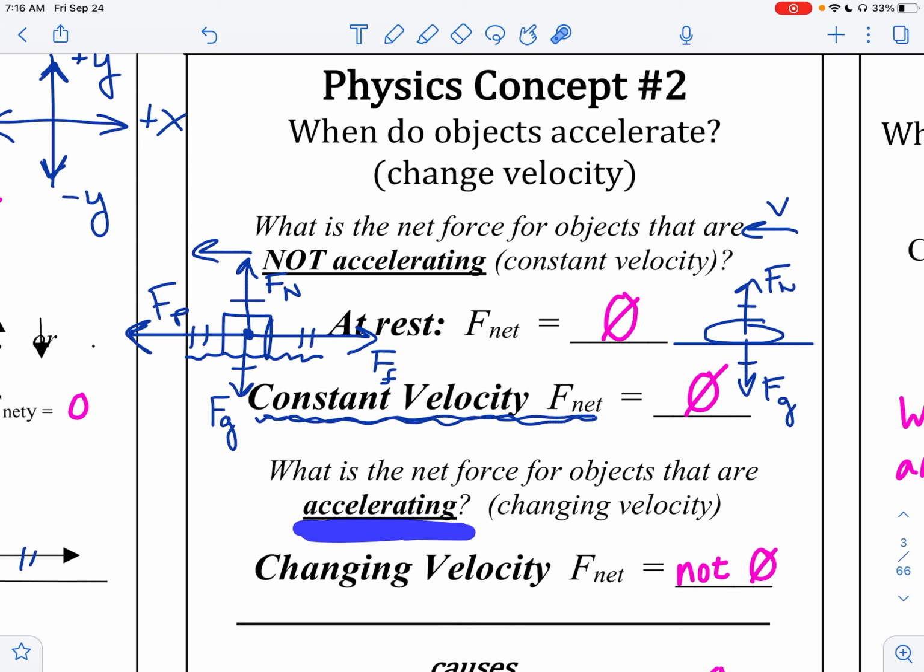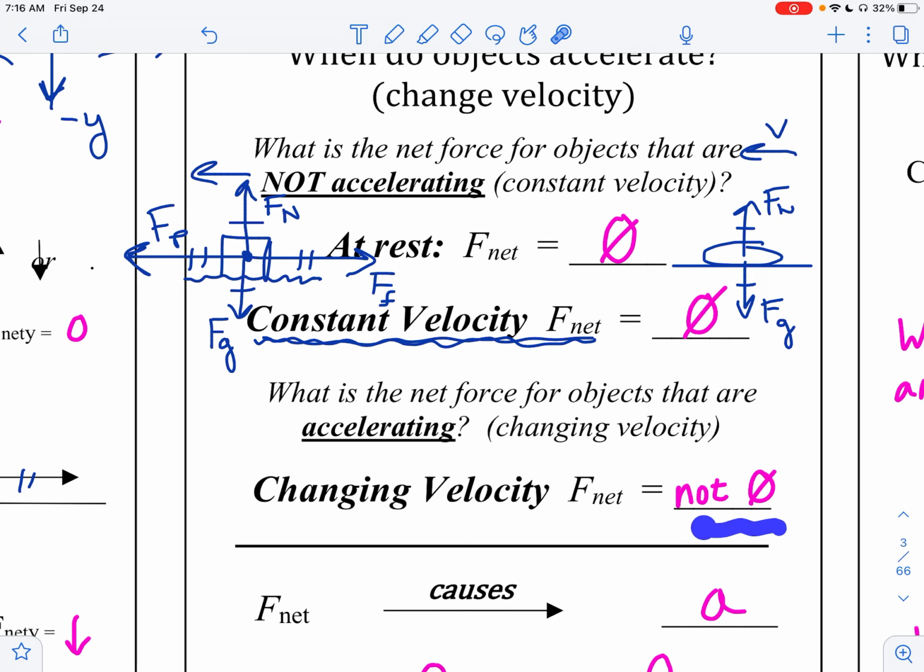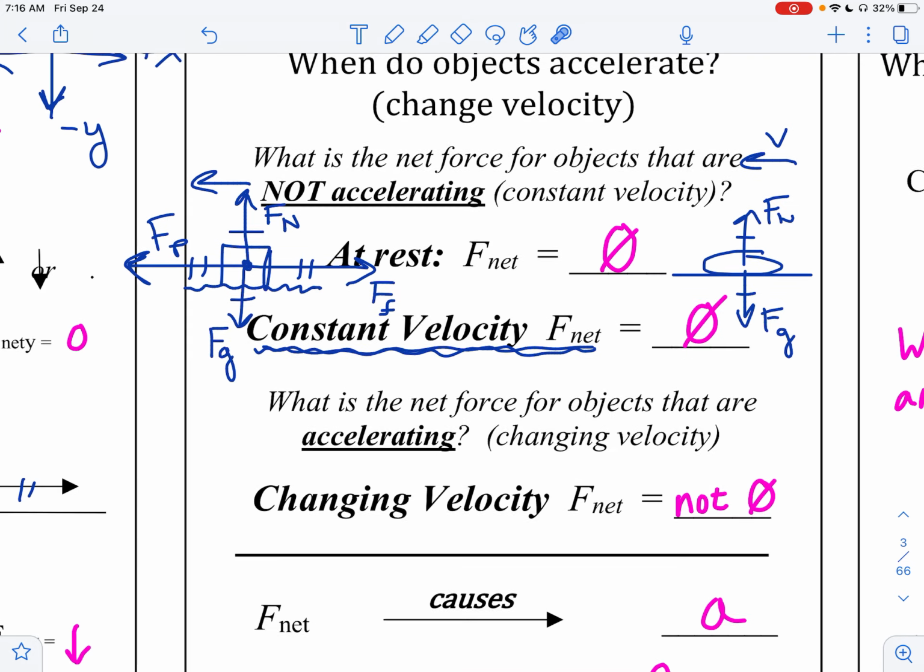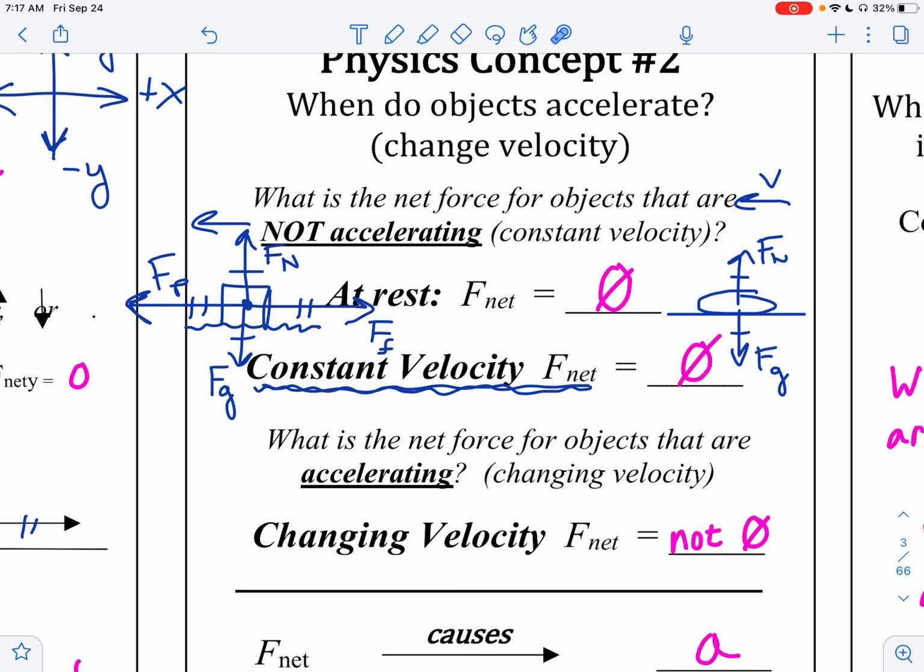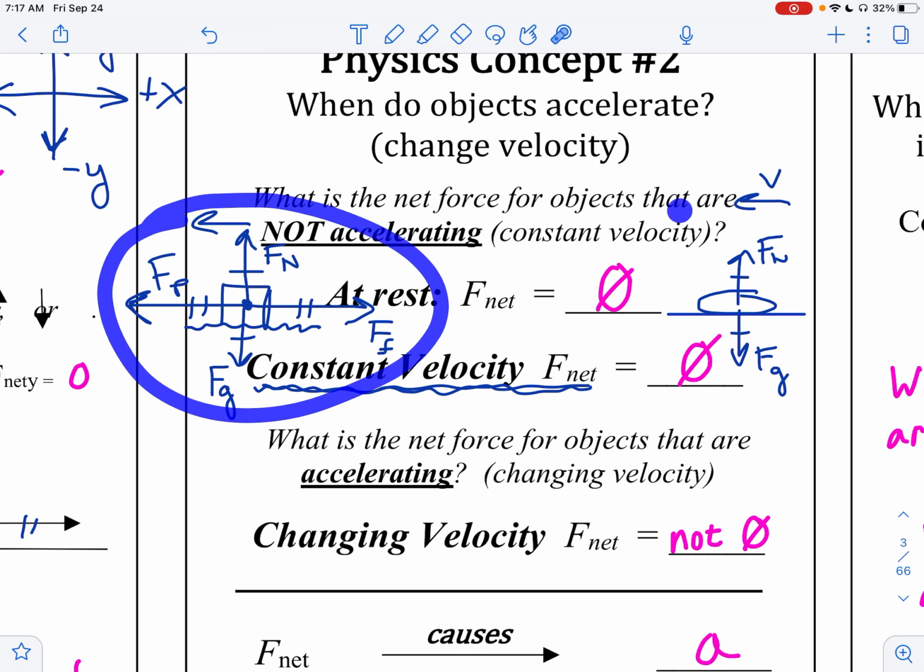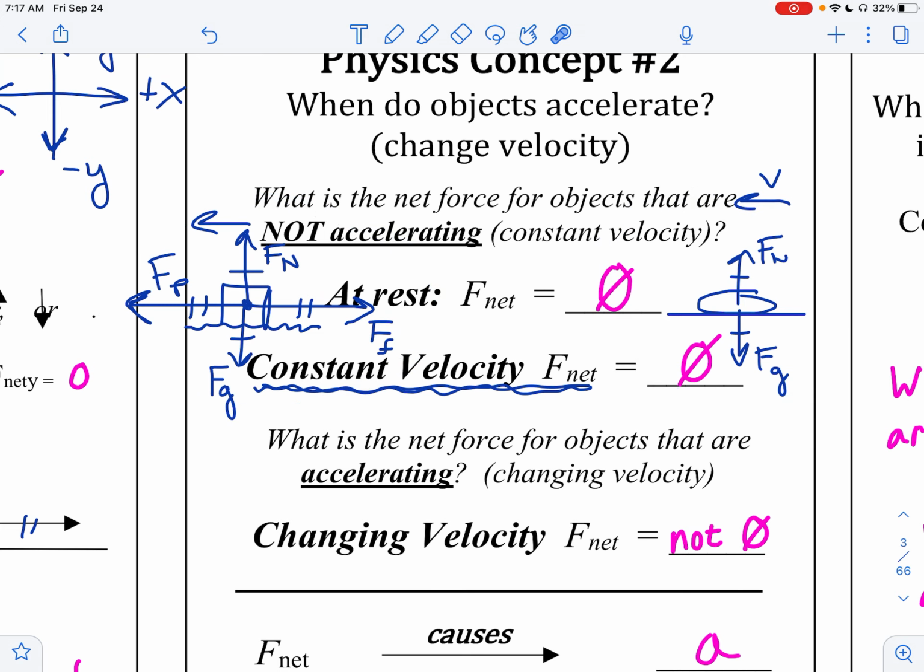The last example is acceleration. What happens if the net force is not 0 and something's accelerating? This is a changing velocity. That could be going faster and faster, or that could be going slower and slower. Acceleration does not mean only faster and faster. It's faster and faster or slower and slower. So if the net force is not 0, so we have more force going in one direction than the other, then we will have an acceleration. We will change our velocity. These two examples were the same exact velocity the entire time. Velocity was not changing.